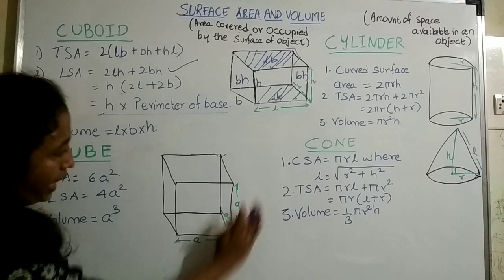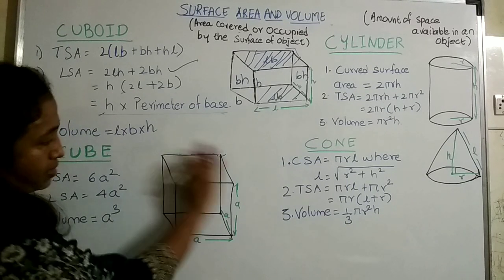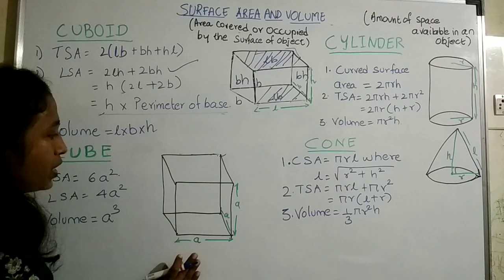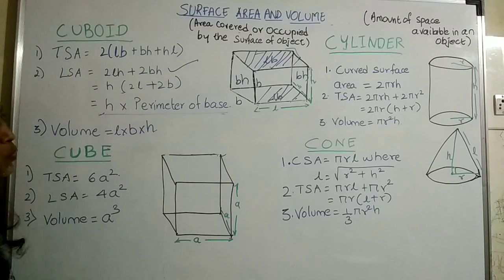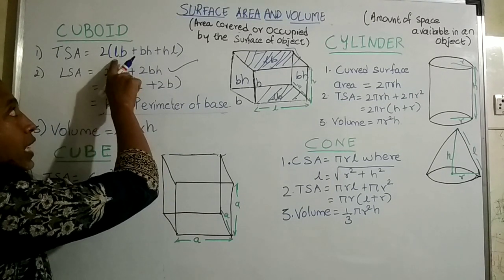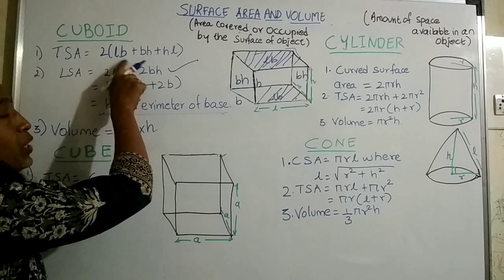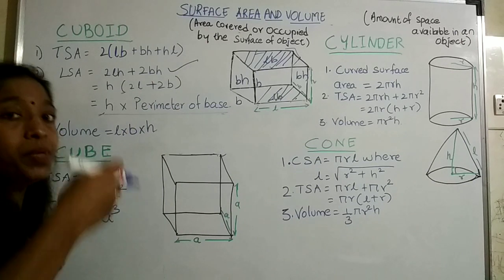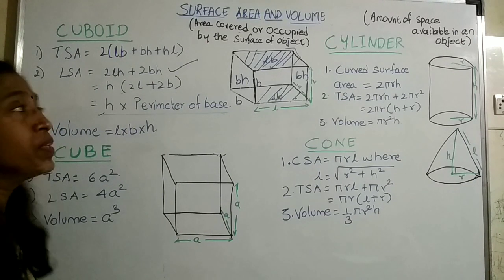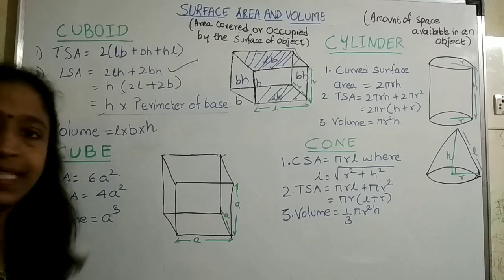So each side is A, and we know that there are a total of 6 faces. So here we have A square, A square, A square, A square, A square. How many A squares will come? 6A square. Or simply you can substitute A into A, A into A, A into A. So A square plus A square plus A square is 3A square, and 3A square plus 3A square will give you 6A square.